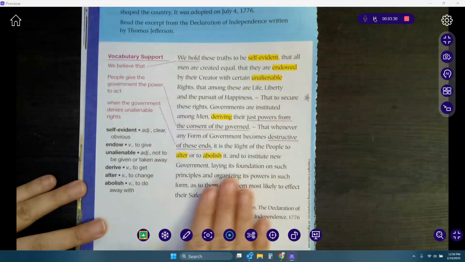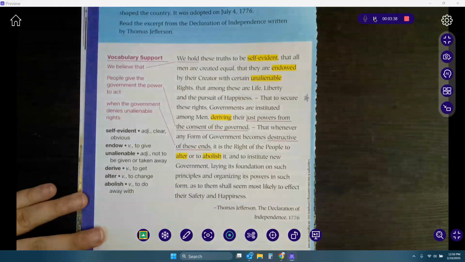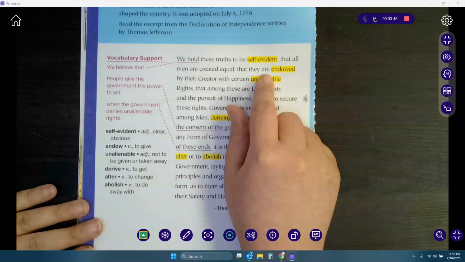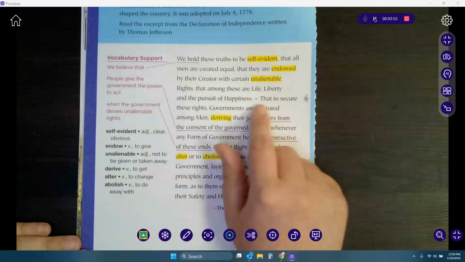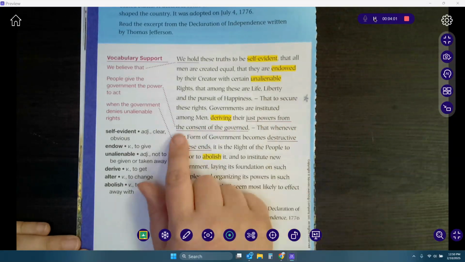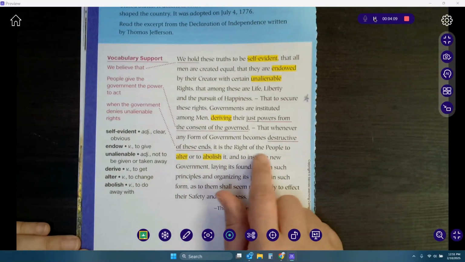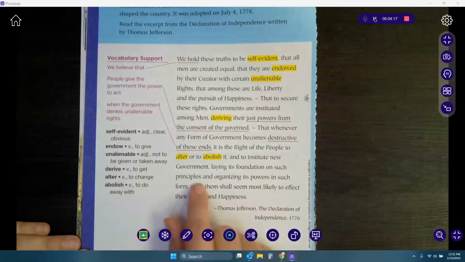All right, so I'm going to read that again, this time without substituting in our vocabularies with it, so you can hear what it sounded like. So we hold these truths to be self-evident, that all men are created equal, that they are endowed by their Creator with certain unalienable rights, that among these are life, liberty, and the pursuit of happiness, that to secure these rights, governments are instituted among men, deriving their just powers from the consent of the governed, that whenever any form of government becomes destructive of these ends, it is the right of the people to alter or to abolish it, and to institute new government, laying its foundation on such principles and organizing its powers in such form as to them shall seem most likely to affect their safety and happiness.